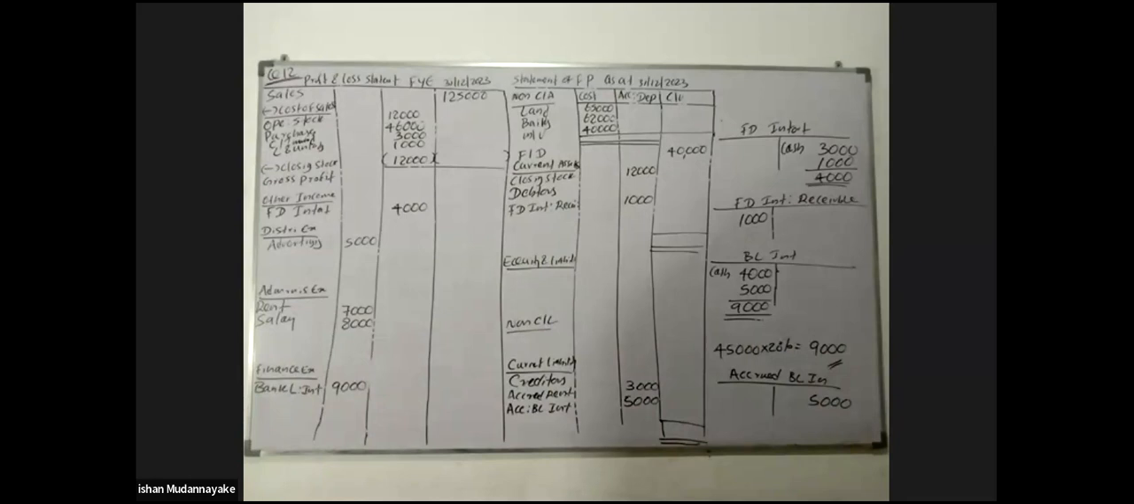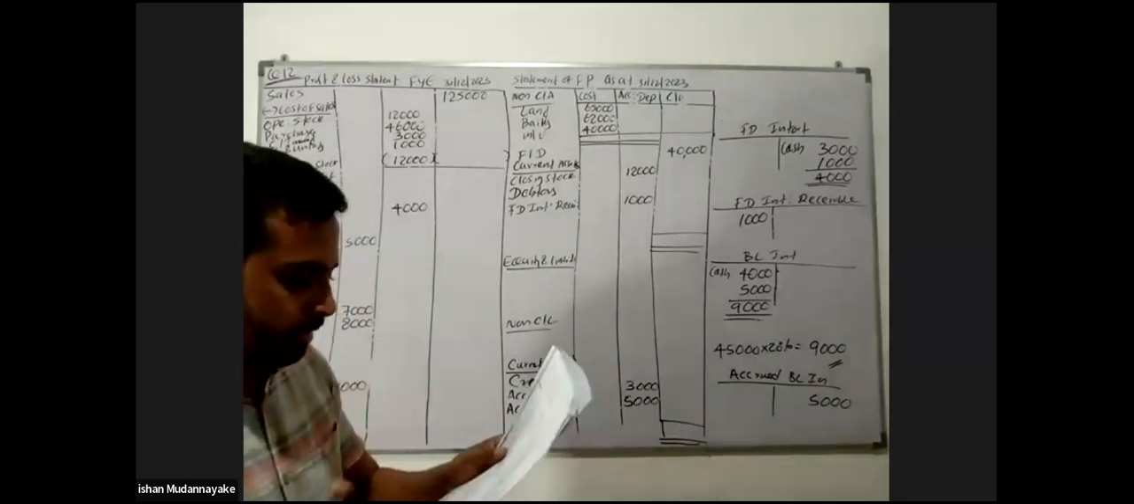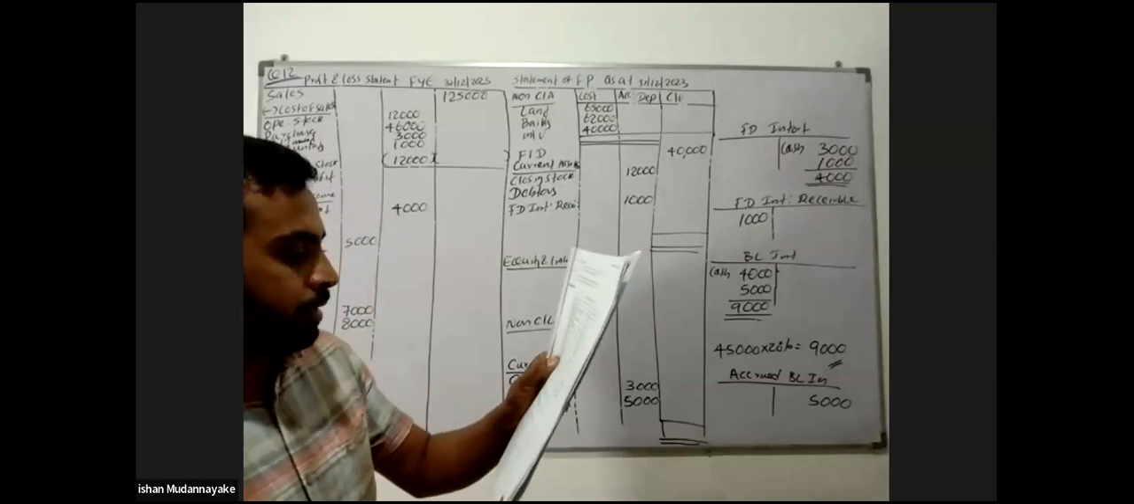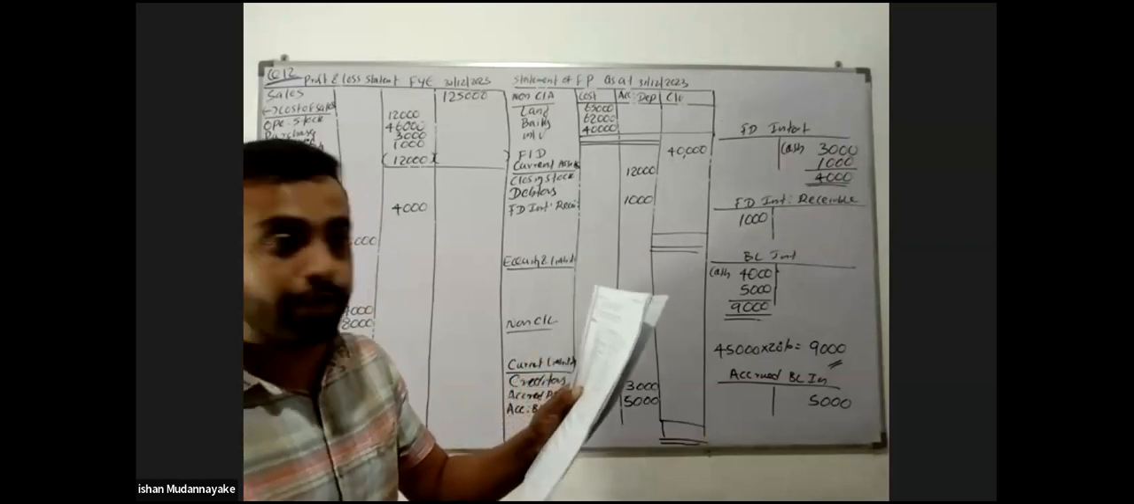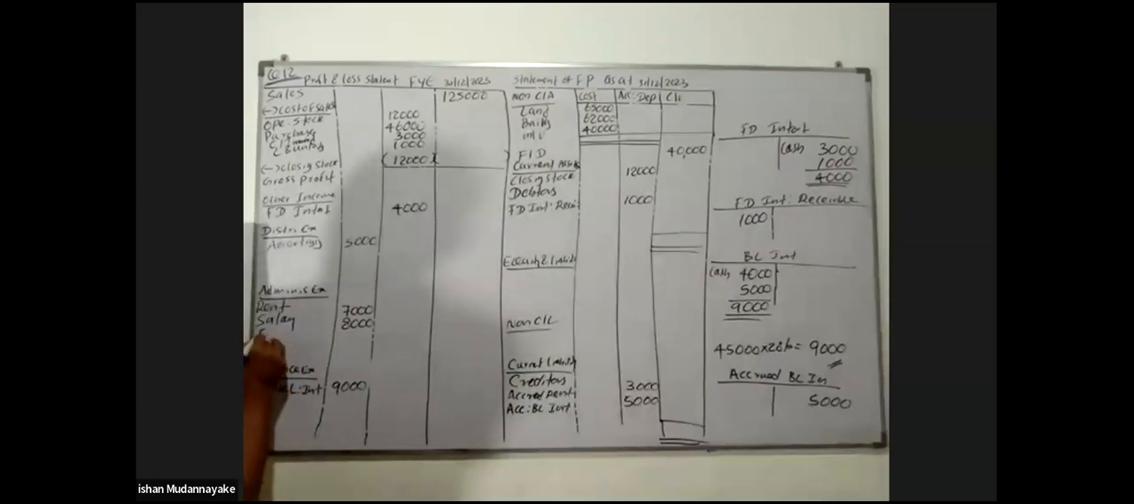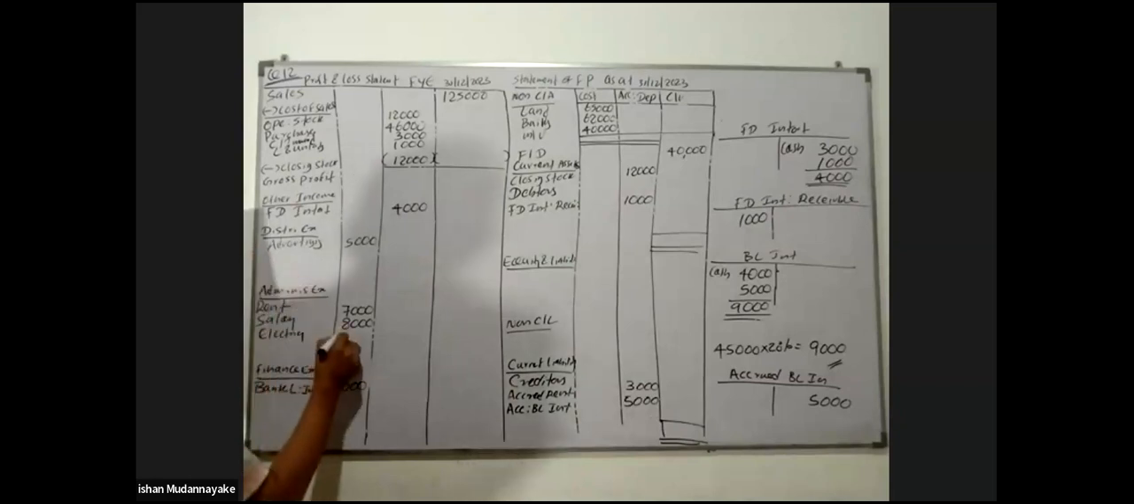Right. Then go to the balance. Interest is 4,000, okay, done. Electricity expense 2,000, record under administration expense.